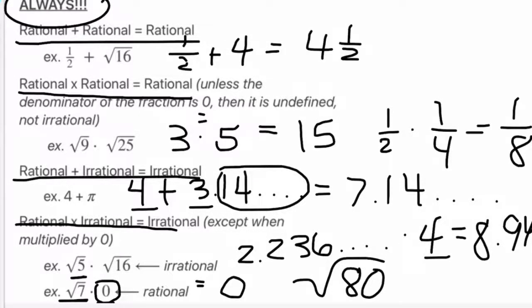And so if you were to type in the square root of 80 into your calculator, you would see that it is a non-perfect square root, and it also gives us the same solution to the problem we just did. It's 8.94 ... It is a non-terminating decimal, and that's just another way to see that the answer for a rational times an irrational is still irrational. And it will always be irrational except when multiplied by 0.